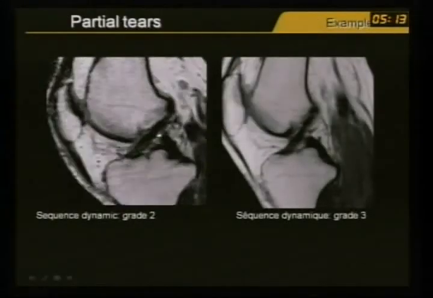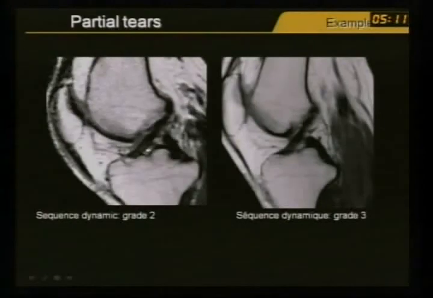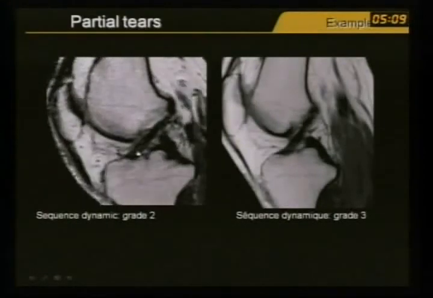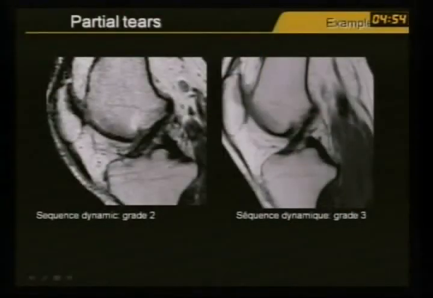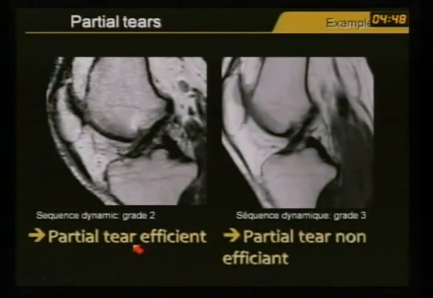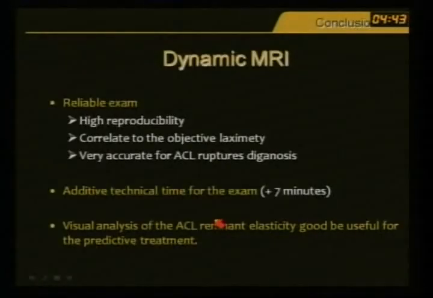You see this one, you have a good tension, and the fibers are still here. The signal is a good signal, and if you go on this one, you see that the anterior drawer is higher, but you can also see that the signal is getting less good at the proximal part. So this one will be efficient, and this one won't be really efficient.